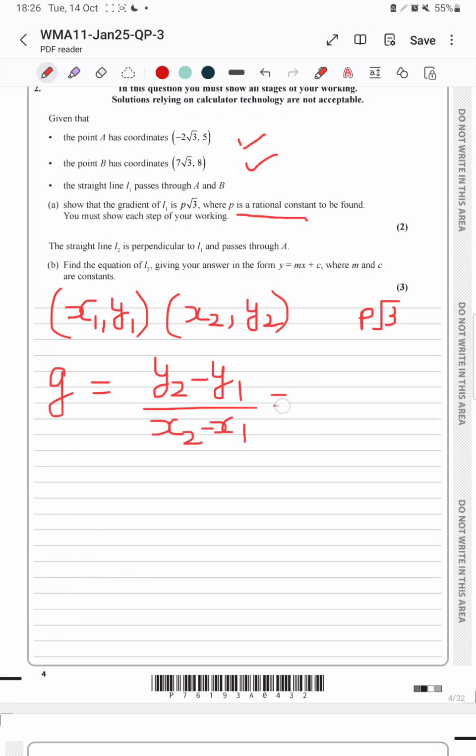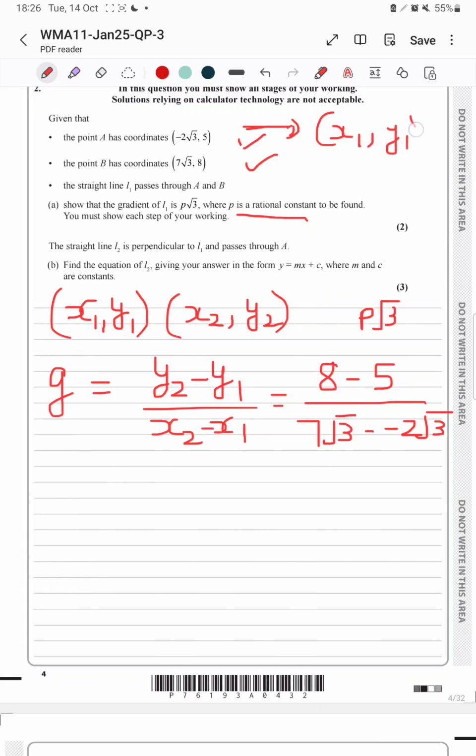So from here I will be finding it like (8 - 5) over (7 root 3 - (-2 root 3)). It is your choice. You can consider the first number as x1, y1 and the other one will be x2, y2. There is no order for this one, but once you choose, then you have to follow the same order. So 8 minus 5 is 3 over 7 root 3 minus 2 root 3. That will become 7 plus 2, that is 9 root 3.